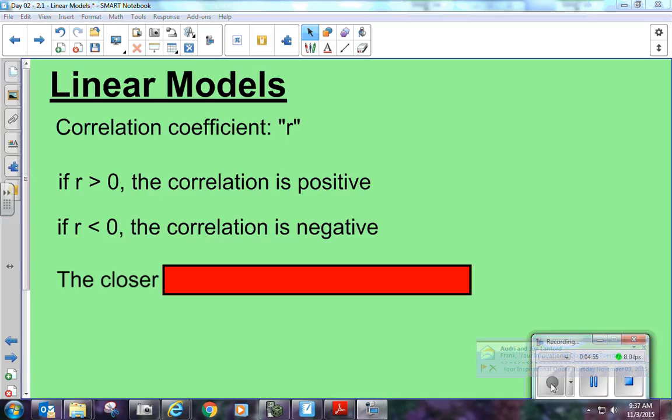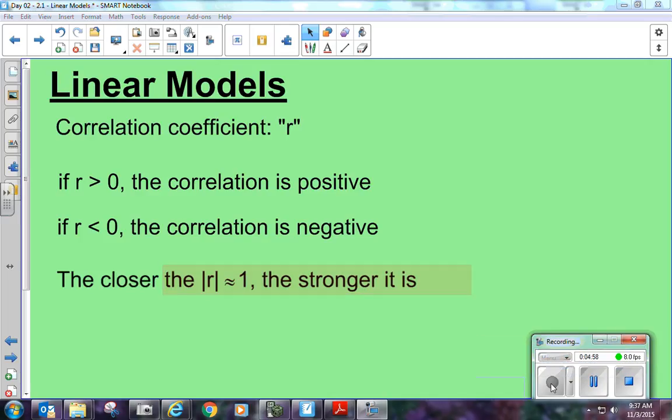And finally, the closer that r is to 1, and it takes the absolute value here, because whether it's -1 or +1, you're just comparing it to 1. That's why it's taking the absolute value. Forget about the negative sign for right now. The closer that r value is to 1, the stronger it is. So the closer it is to -1, the stronger negative it is. The dots will look more like a negative slope line. And the closer it is to +1, the more the dots will look like a line with a positive slope.